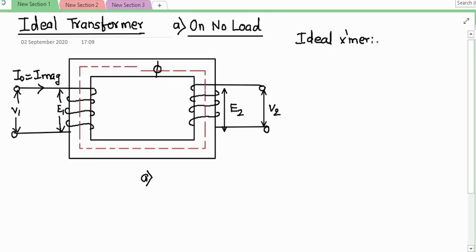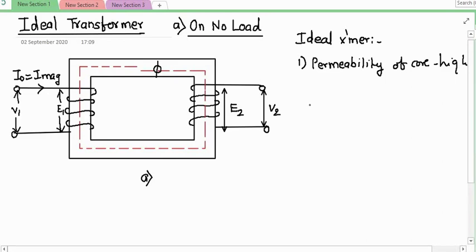Ideal transformer is a transformer which is having high permeability of core. It means that only negligible current is required to establish the flux in the iron core. That is the first assumption to study the ideal transformer.